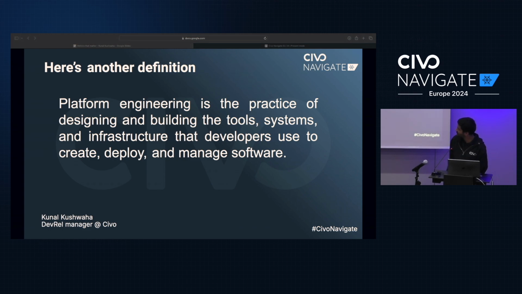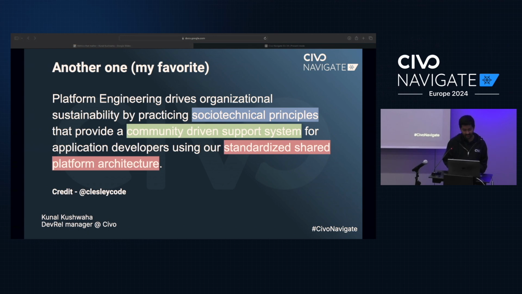Here's another cool definition. I won't read that out loud. But by the way, all the talks are being recorded apart from the workshops, so you will find everything on the Civo YouTube channel. This is my favorite definition. It's a credit to Leslie Code for this.